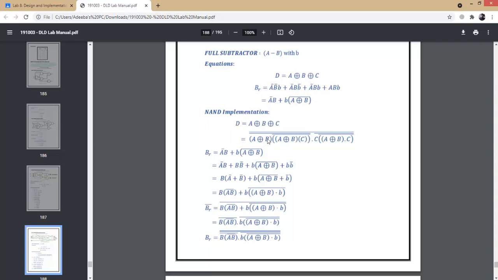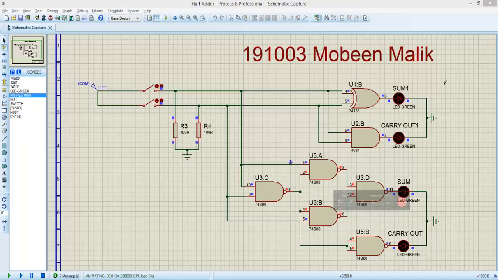So for the NAND implementation, these steps are followed, where we have to reduce the circuit into a form where there is not a single OR gate involved, and the double complement helps us to convert the circuit or the equation into a full NAND form. Now I will show you the implementation on Proteus.